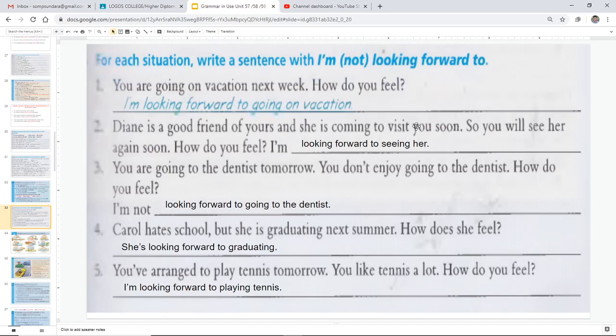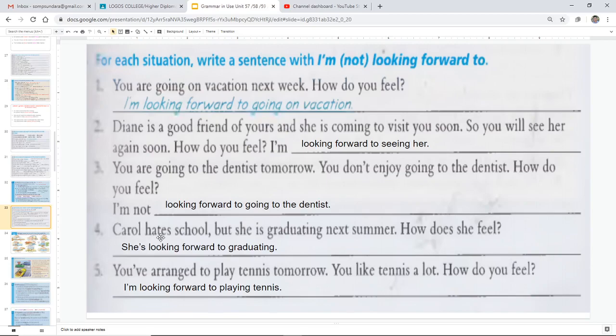Remember, I'm looking forward to. That means you're excited about, right? But look at number 3. You are going to the dentist tomorrow. You do not like going to the dentist. How do you feel? I'm not looking forward to going to the dentist.